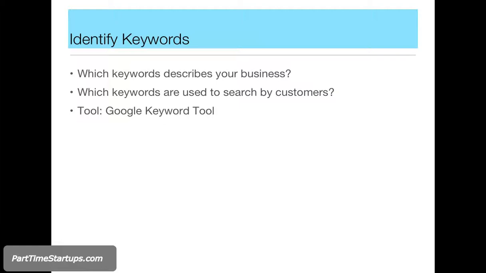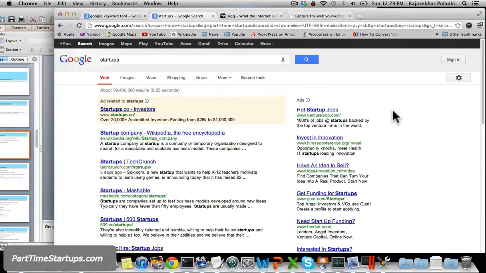How do you find these keywords, and how do you know how many people are searching for your business? What kind of keywords are used? For that we can use a tool called the Google Keyword Tool. So let's jump onto the browser here.